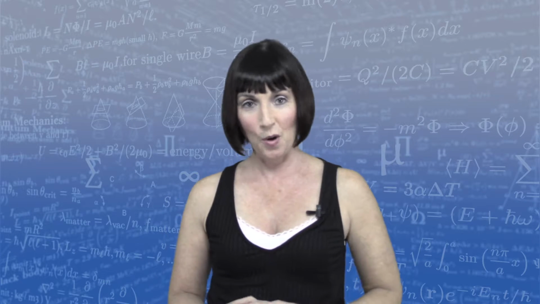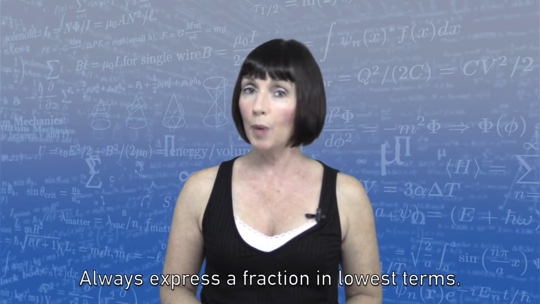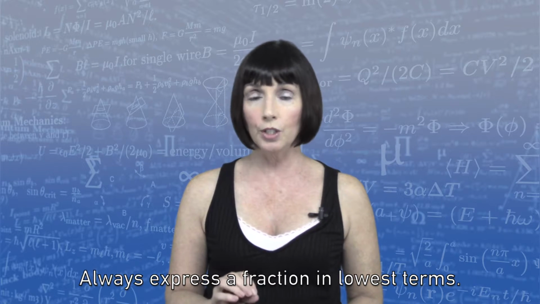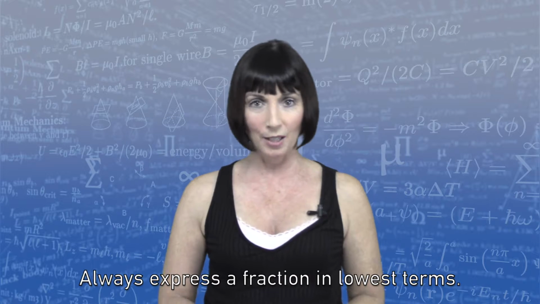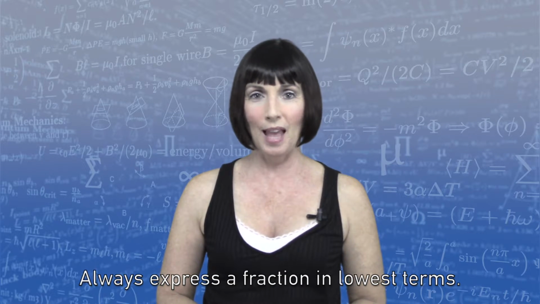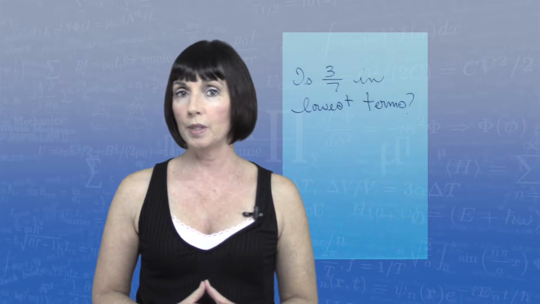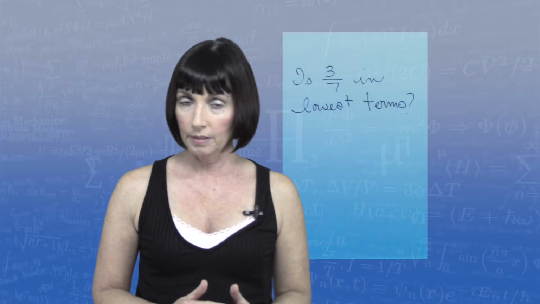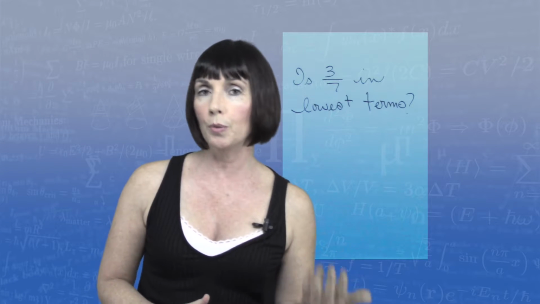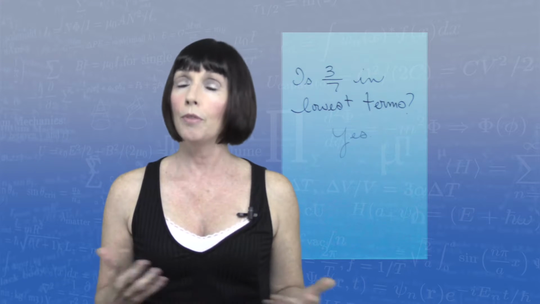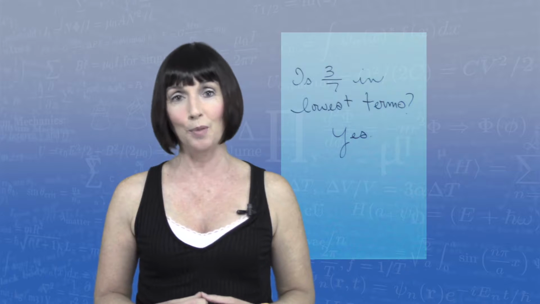Here's something else you should know about fractions. We always express fractions in lowest terms. That means there's no common factors in the numerator and the denominator. Let's take a look at an example of that. Is 3 over 7 in lowest terms? Is there a number that divides evenly into both 3 and 7? No, there isn't. So 3 over 7 is in lowest terms.